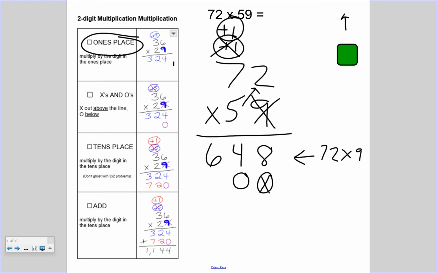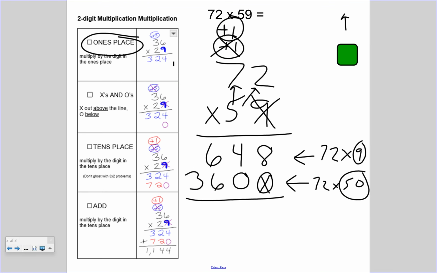That's totally sloppy. And now the 5 is going to attack the 7, that is 35, plus the 1 more is 36. Now I got to make sure I line things up correctly. Each digit gets its own space. So the 3 and the 6 are going to line up like that. This is 72 times 50. Except that's not what the problem is. The problem is not 72 times 9, and it's not 72 times 50. It's 72 times 59. So our final step is to take those two partial products and add them together.